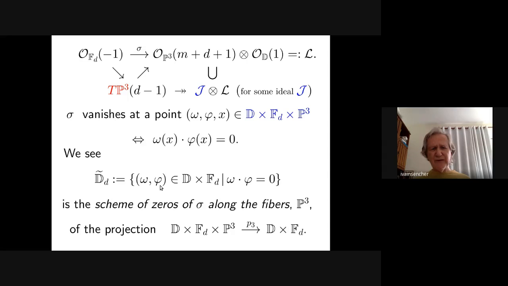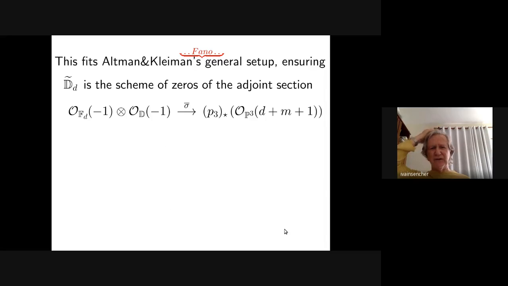So the correspondence that you defined a few moments ago is just the scheme of zeros when we eliminate x here. So it's the scheme of zeros of this section sigma along the fibers P3 of this projective map here. Okay, so it's the pair of points omega, phi such that omega x phi x is zero for all x. So you want it to be zero when you restrict to the fibers of P3. So that's pretty much the setup that Altman and Kleiman used to study Fano schemes.